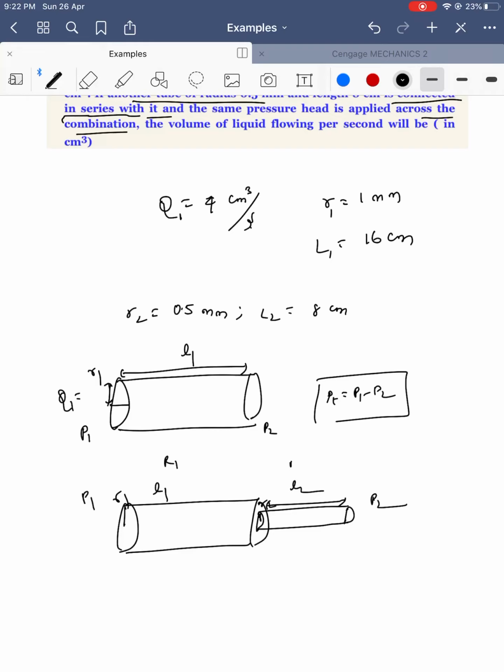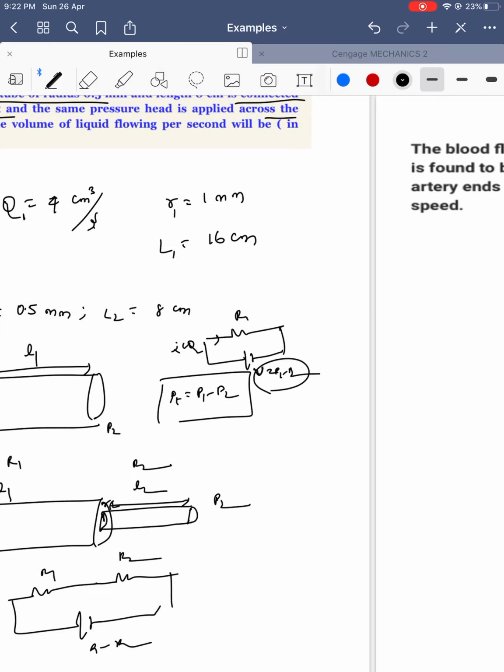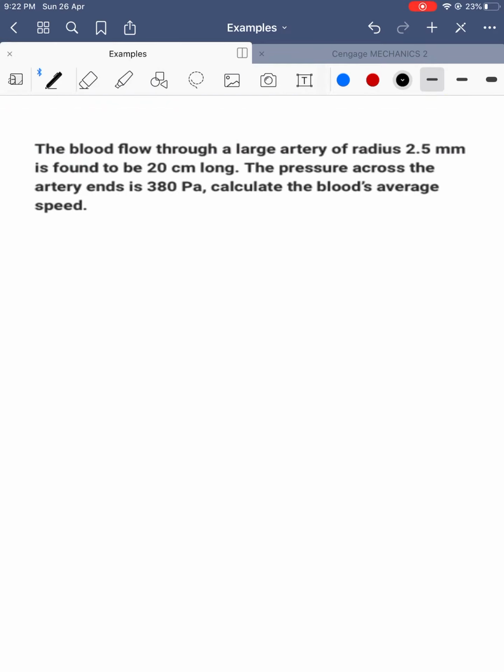Take them as two resistors R1 and R2 connected to the same battery. Draw the circuit diagram for the first case with a resistance R1 and voltage V. We get the current I, which is nothing but Q. Get the potential difference P1 minus P2 and apply it here across R1 and R2, connected to the same potential. Try to solve this. Next, we are going to the next question.